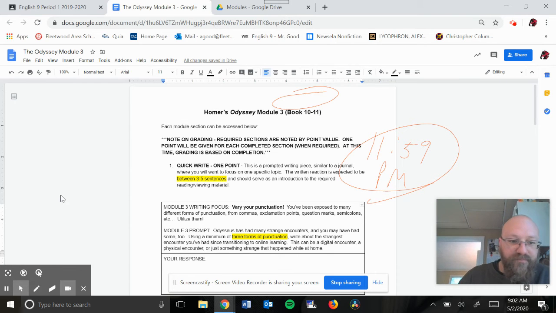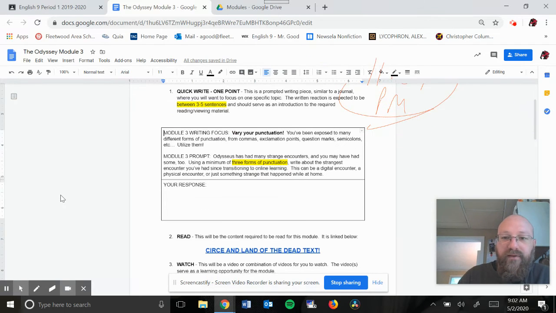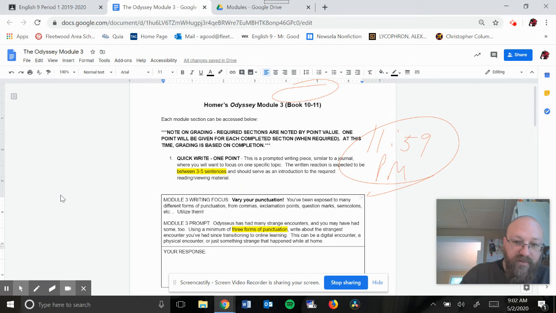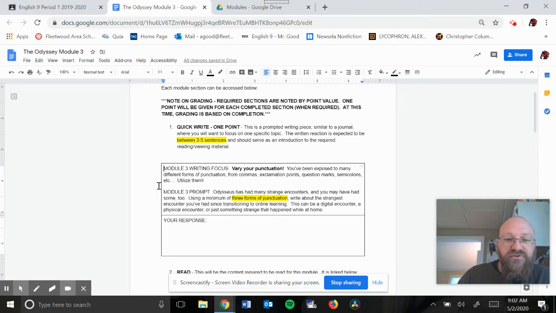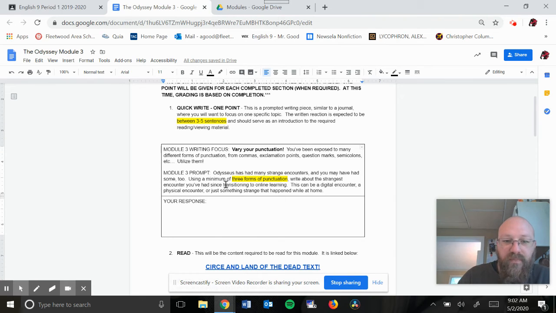All right, so as we scroll down, the quick write. Oh, that goes with it. That's neat. The quick write, about a paragraph. Module 3, writing focus, vary your punctuation. So it's essentially telling you to use different forms of punctuation, a minimum of 3 forms. Write about the strangest encounter you've had since transitioning to online learning, or just a strange encounter that you had. Vary the forms of punctuation, please.